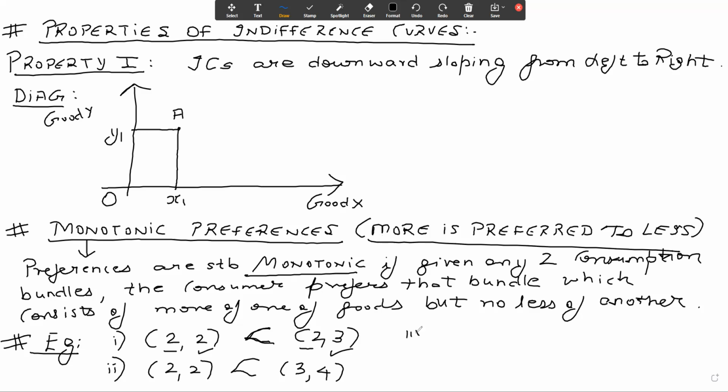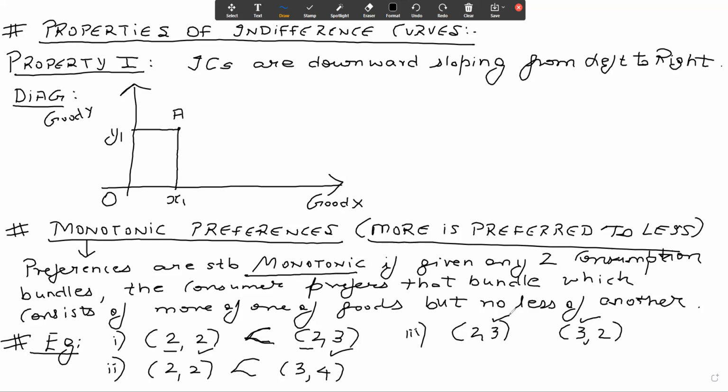But let's look at the third case, guys. Suppose I have (2,3) and I have (3,2). Can we now say which bundle is preferred by the consumer? If the consumer has normal, simple preferences, then which bundle is preferred? Now we can't use monotonic preferences here, because if you compare, good X is more here, but good Y is more here. So in the third case, we cannot have monotonic preferences working.